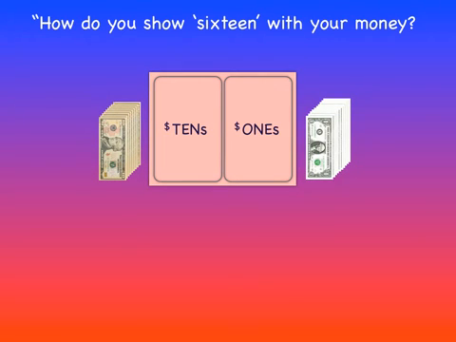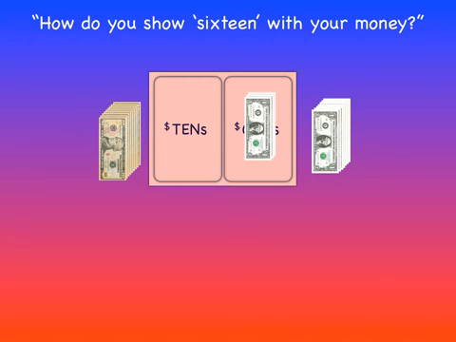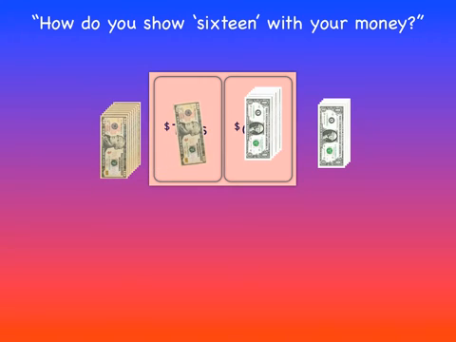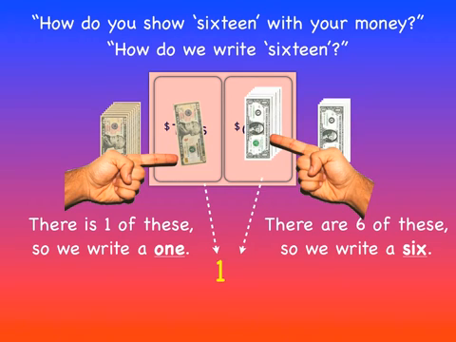How do you show 16 with your money? Think about that one. And then you help them figure it out. Oh, we're going to need some ones. How many ones? 1, 2, 3, 4, 5, 6 ones, and a 10. How do we write 16? Well, there's one of these, so we write a 1. That's for the $10 bill. And there's 6 of these, 6 ones, so we write a 6. 10 and 6 more is 16. 10 and 6, 6 and 10, 16.